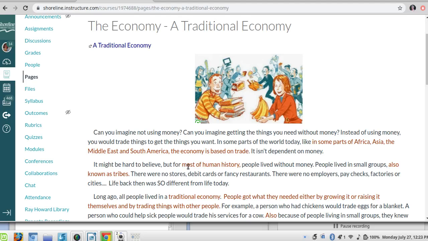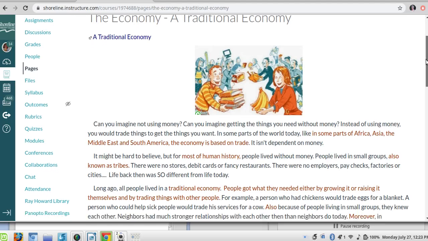It might be hard to believe, but for most of human history, people lived without money. People lived in small groups, also known as tribes. There were no stores, debit cards, or fancy restaurants. There were no employers, paychecks, factories, or cities. Life back then was so different from life today.